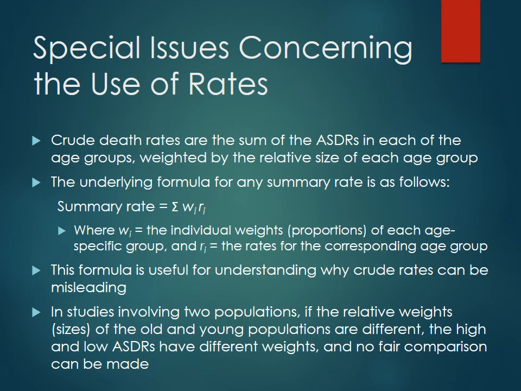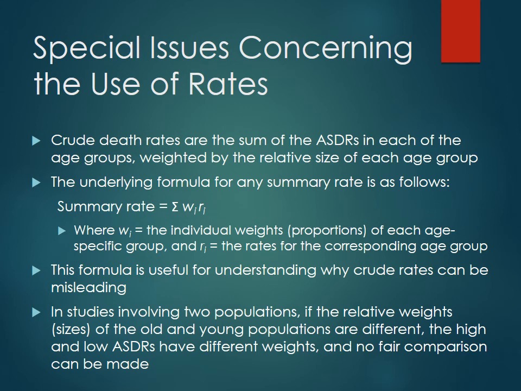So crude death rates are the sum of the ASDRs in each of the age groups weighted by the relative size of each group, right? We're taking into account what proportion of the population falls into each of those age groups in order to make sure that we're weighting those appropriately. The underlying formula for any summary rate is the sum of the individual weights, or the proportions of each age-specific group, times the rates of the corresponding age group. So the rates and the weights of that population all added up together create the entire population. We'll look at the slide in just a second that will demonstrate that.